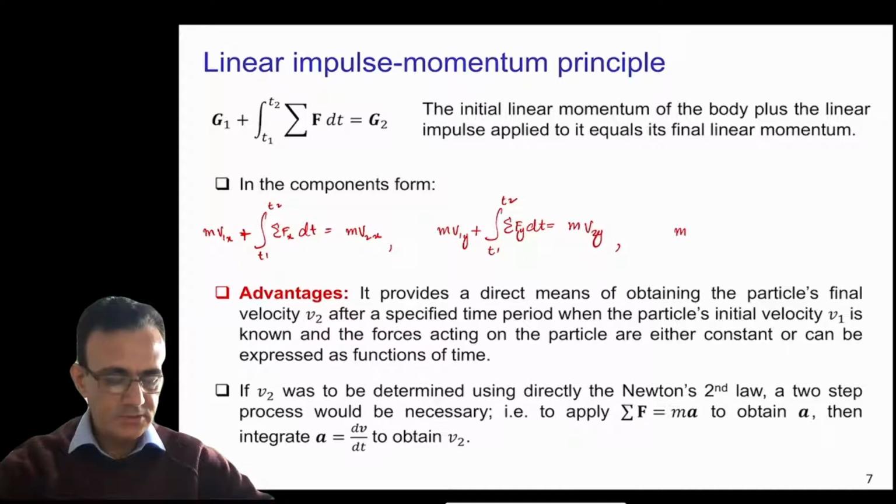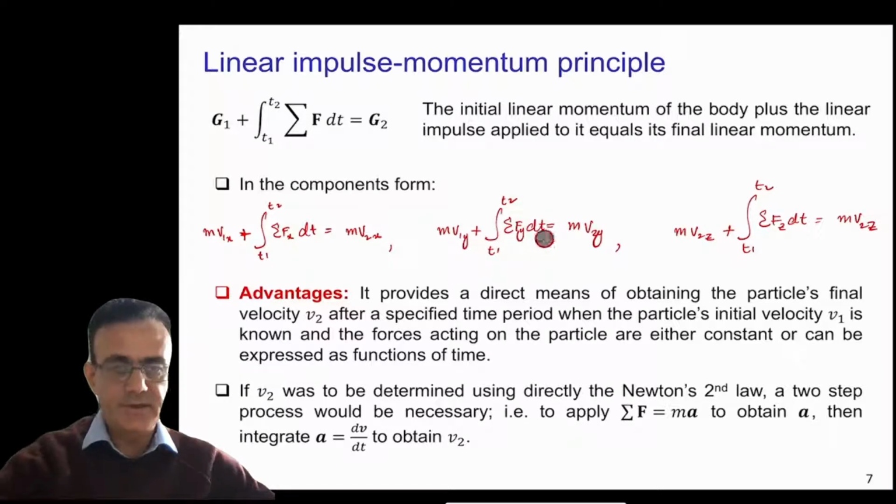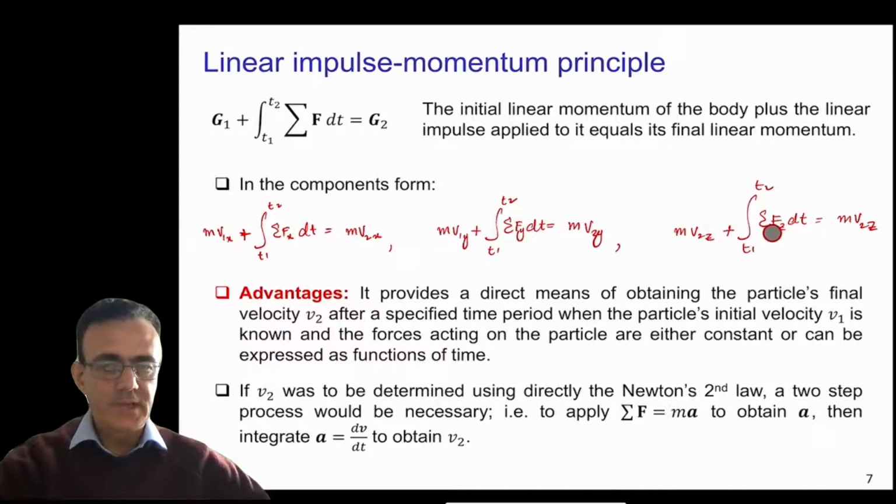So if you are dealing with a 3D problem, mv1z plus the integral from t1 to t2 of the summation of all the forces in z direction dt equal to mv2z here. This is the equation of impulse momentum principle in the z direction. So again, this is the initial velocity in the z direction, and this is the final velocity, and this is the forces in the z direction.